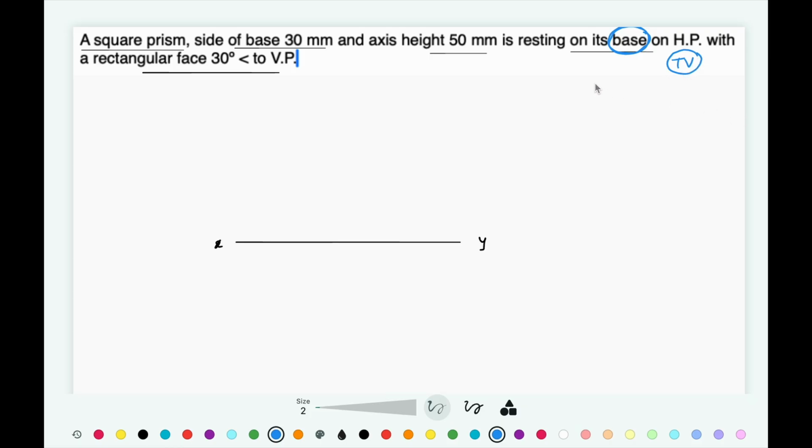So in the top view, we are going to draw a square. Now while drawing that square, there is one condition. One of the rectangular faces is 30-degree inclined to VP. Now when you draw the top view of that square prism, it is going to have two identical squares at the top and bottom.